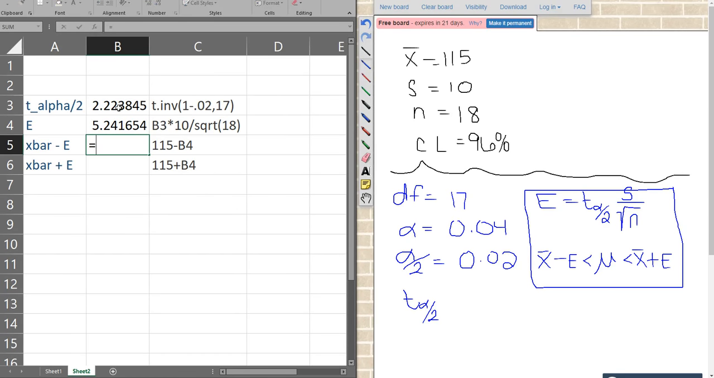Then x bar minus E will be 115 from the problem, minus the number we just found, which is E. And here we would have 115 from the problem, plus the number we just found, which is E. These two numbers would be our actual confidence interval. So I'll go enter those into Excel.